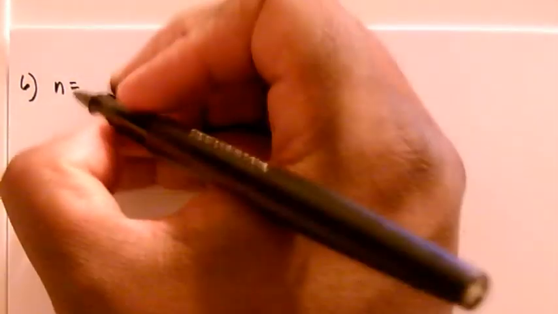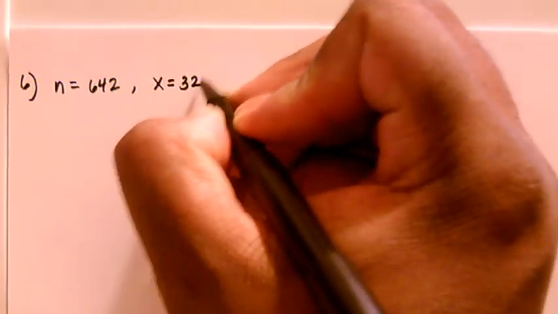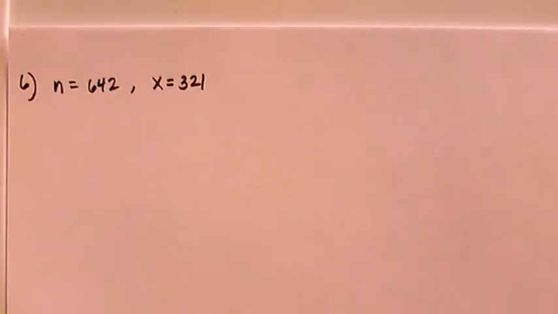Okay, so now let's look at what we were given. We were told we got 642 babies that were born, that's your sample size, and 321 of them were girls, so we're letting X be the number of successes, which is 321. Now we're given N and we're given X.